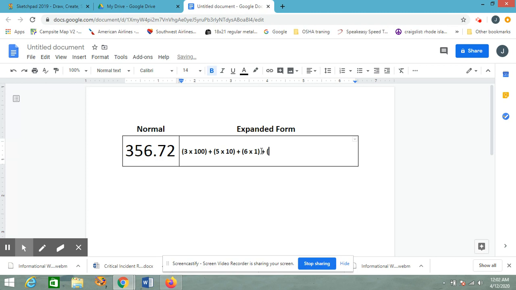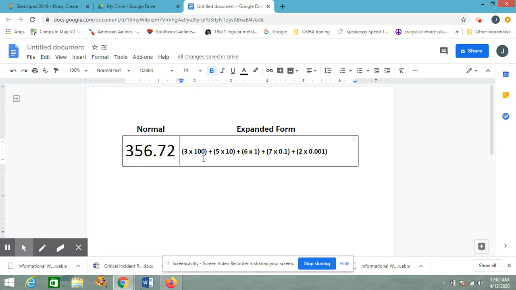Now, how many tenths do I have? I have 7/10. So how would that look in expanded form? I always put the amount first times what place value we're in. We're in tenths. So I have 7 times 1/10. And if I add, we got one more place value. How many hundredths do I have? I have 2. So always put the amount first. 2 times hundredth. I have 2 hundredths. So this is expanded form.